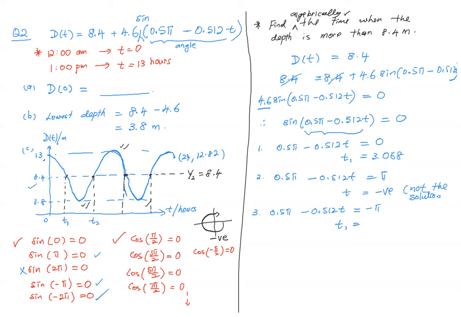Can you get the answer? You get 1.5 pi divided by 0.512. Yeah, you get 9.204, right? Okay. Now, so you got t2. Next is t3.